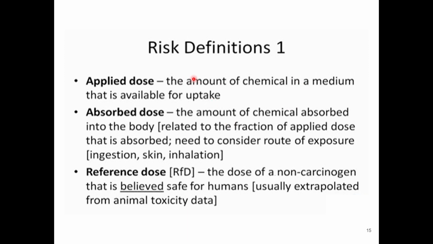So if we talk about risk, there are various types of definitions which need to be defined. One is the applied dose. It is the amount of chemical in a medium that is available for uptake. So basically the total amount of chemical in a medium available for uptake is the applied dose, and the fraction of that applied dose which is absorbed into the body, okay? The amount of chemical absorbed by the body is the absorbed dose. And for that we need to consider the route of exposure also, such as ingestion, skin, and inhalation. Ingestion is basically through the mouth, skin, and inhalation is through the nose.